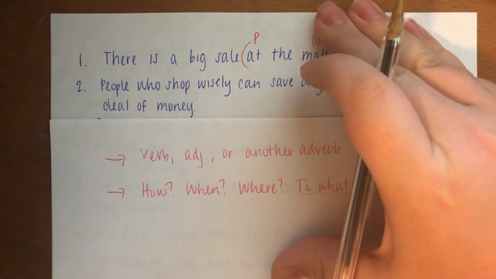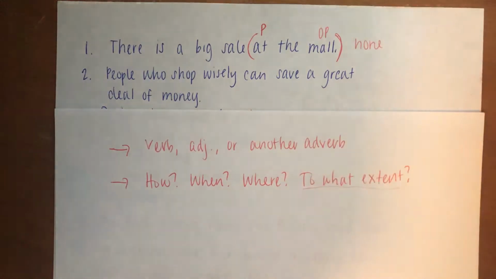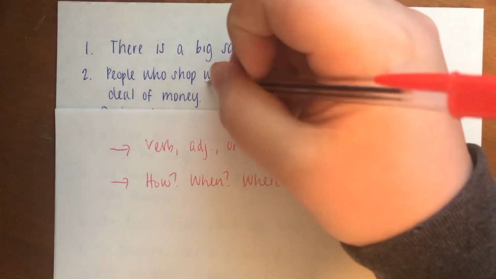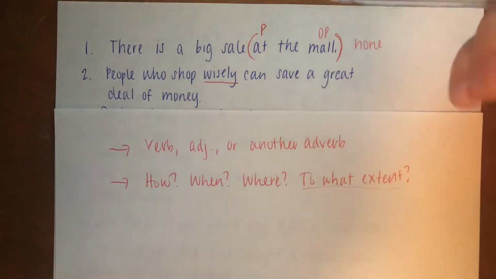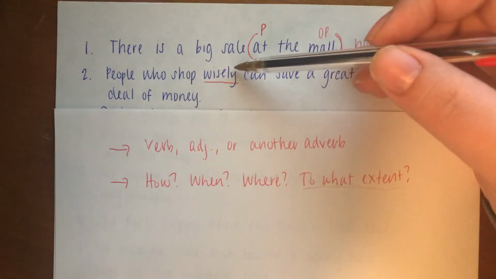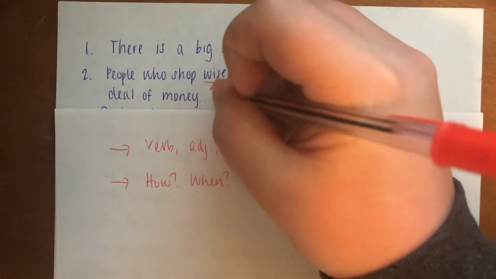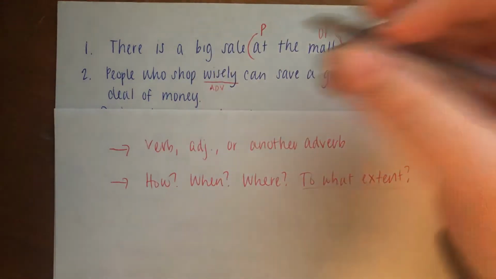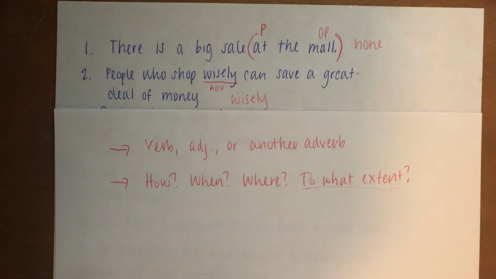Number 2, people who shop wisely can save a great deal of money. All right, first thing we're going to do, look for that ly word. Here we see wisely. Now to figure out what word this is modifying, ask your 4 questions. We're going to start with the verb, shop. Shop how? Wisely. So we can answer that. So we know that wisely is an adverb and it is modifying the word shop. So number 2 was wisely.